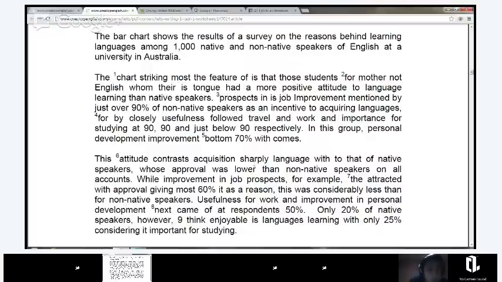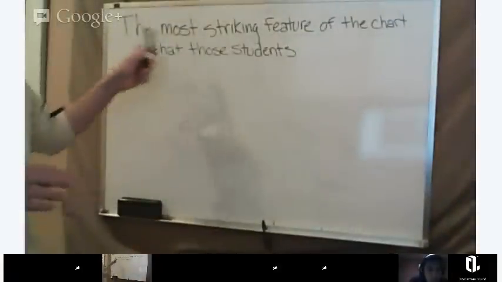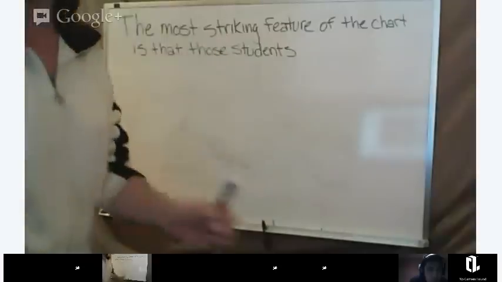The most striking feature of the chart is that those students. There's a typo on there because they only have one "the." There should be two in there. The most striking feature of the chart is that those students.